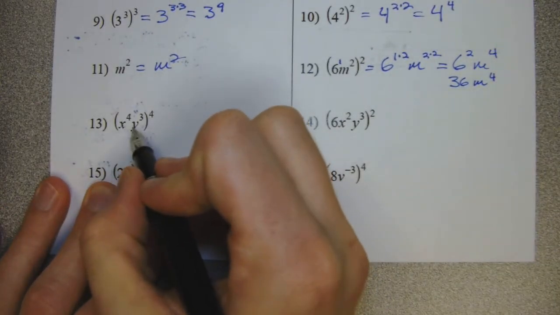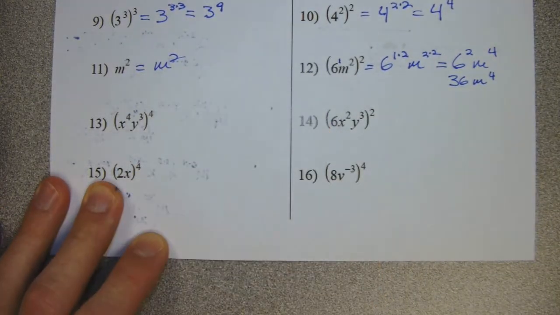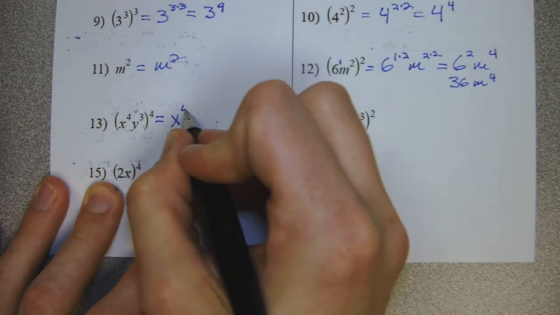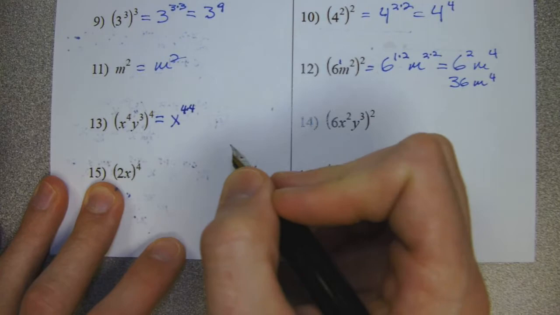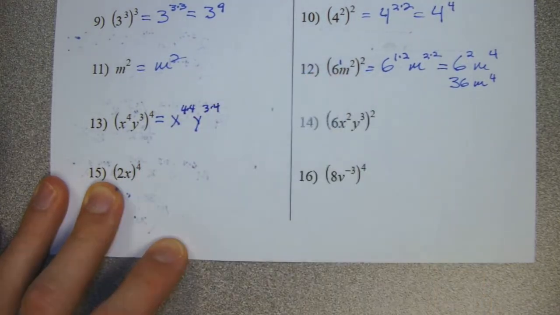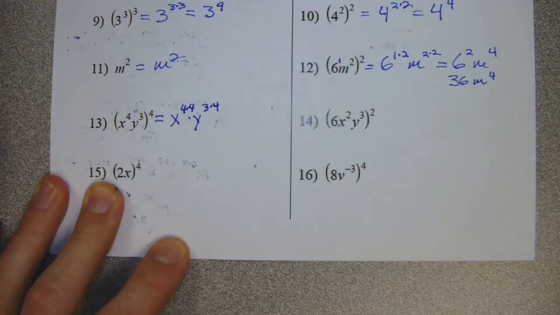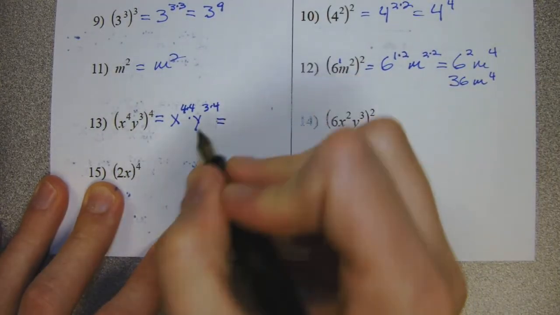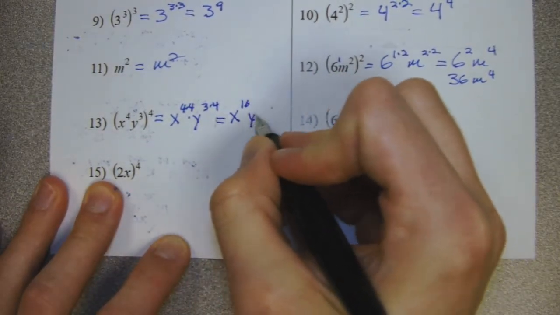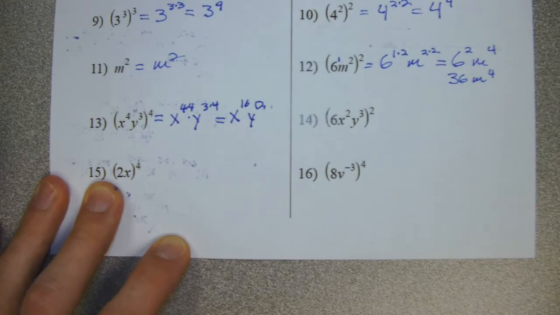I've got x to the fourth, x to the third, and all of that taken to a power of 4. So I'll have x to a power of 4 times 4. And then y to a power of 3 times 4. All right, and remember, the x and y are multiplied together. That's what that means when they're side by side. We won't have to write the dot in our final answer. So I'll have x to the 16th, y to the 12th, and we're done.